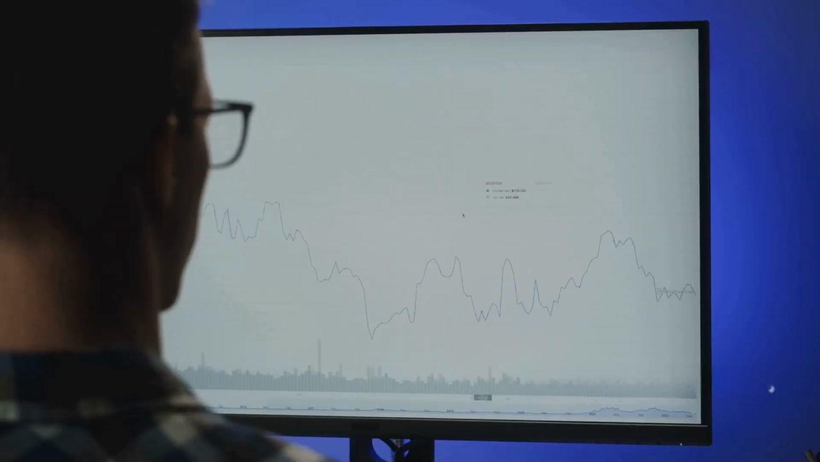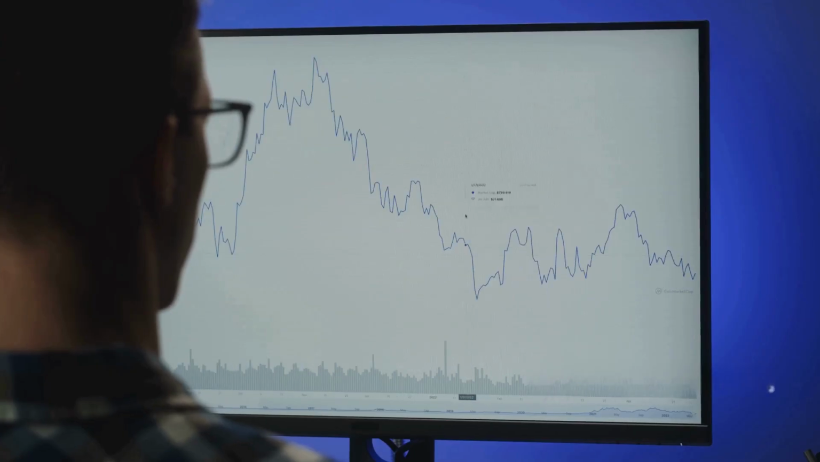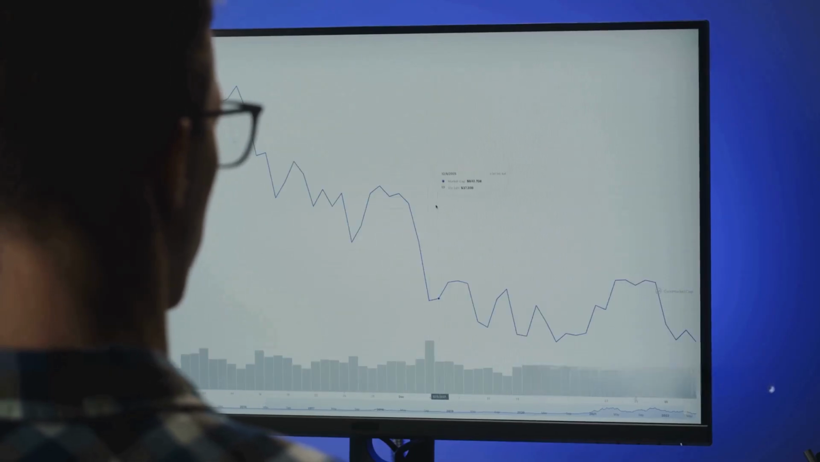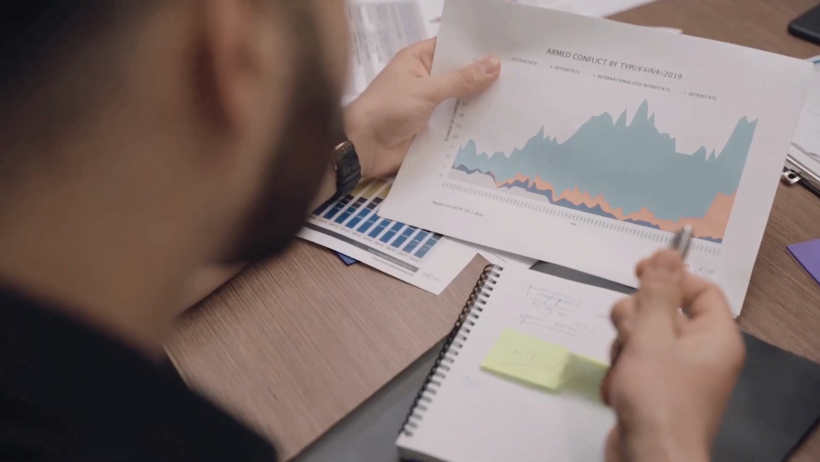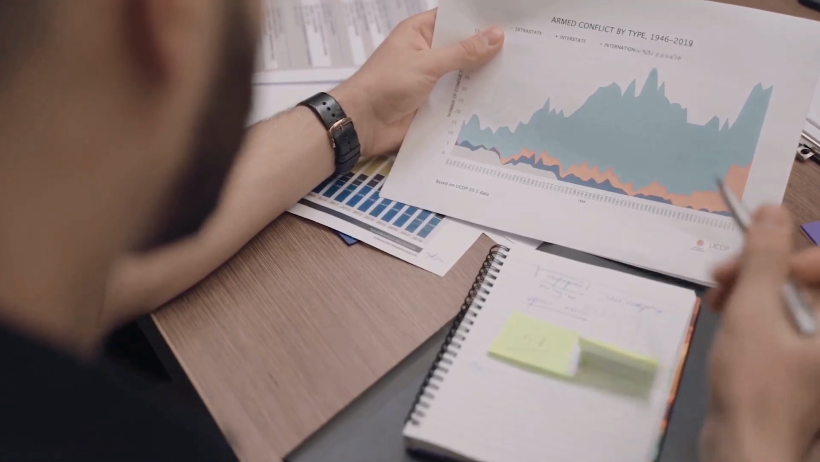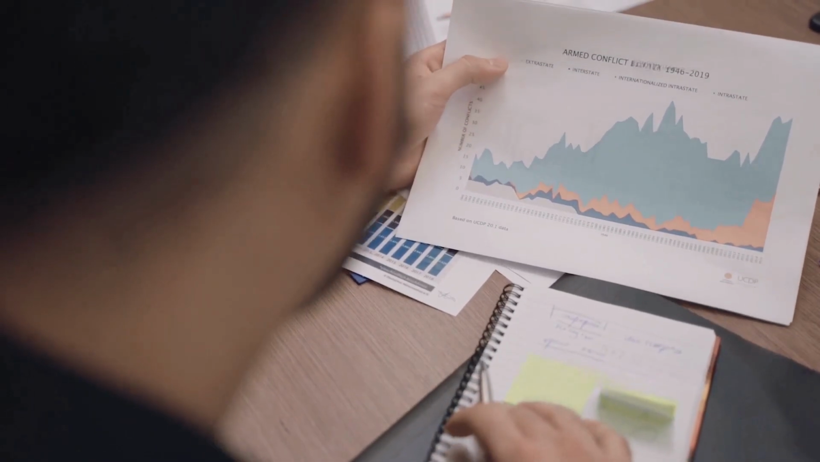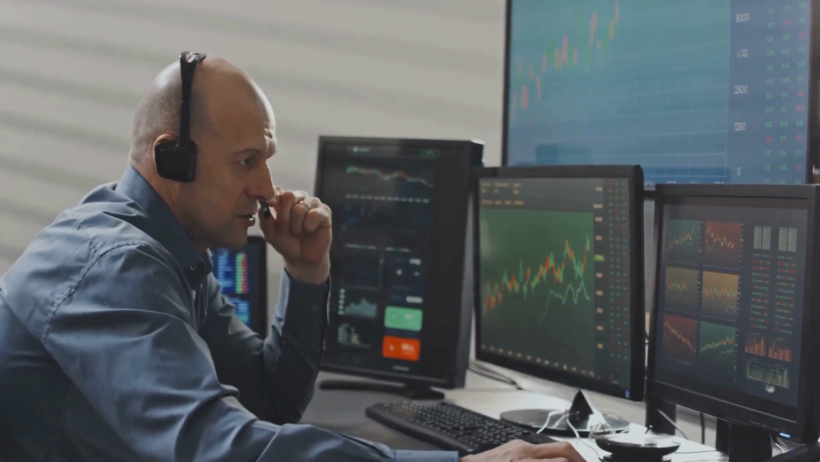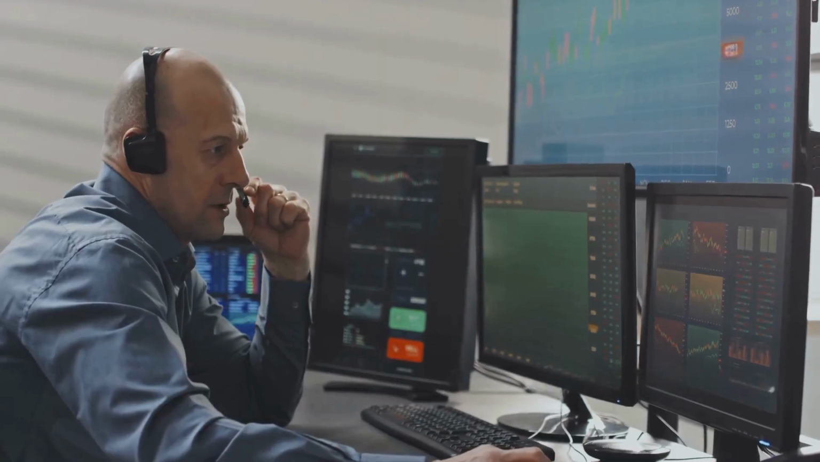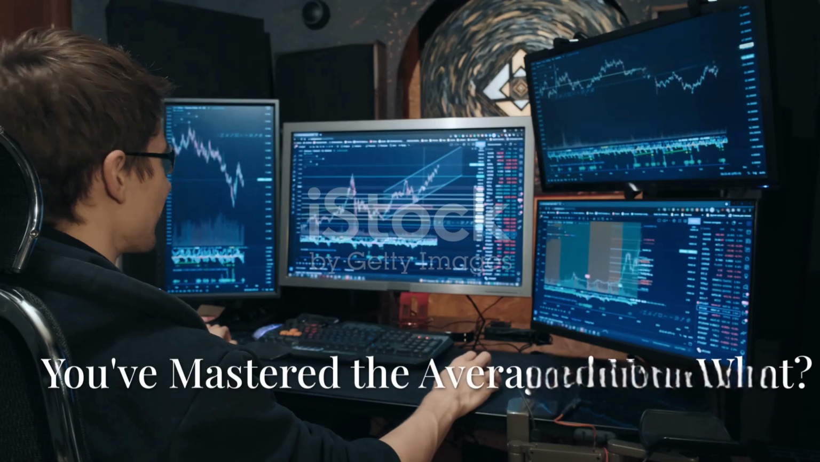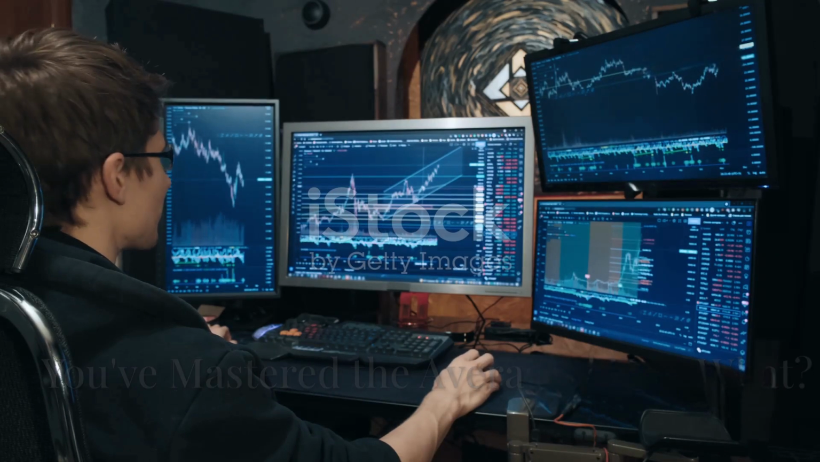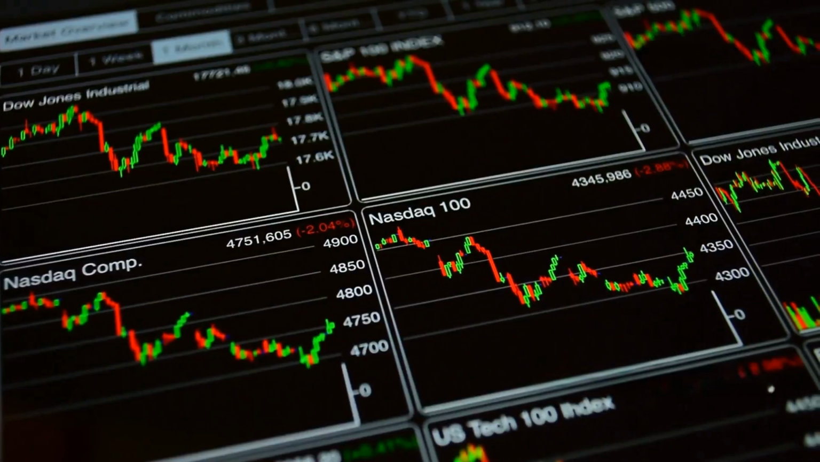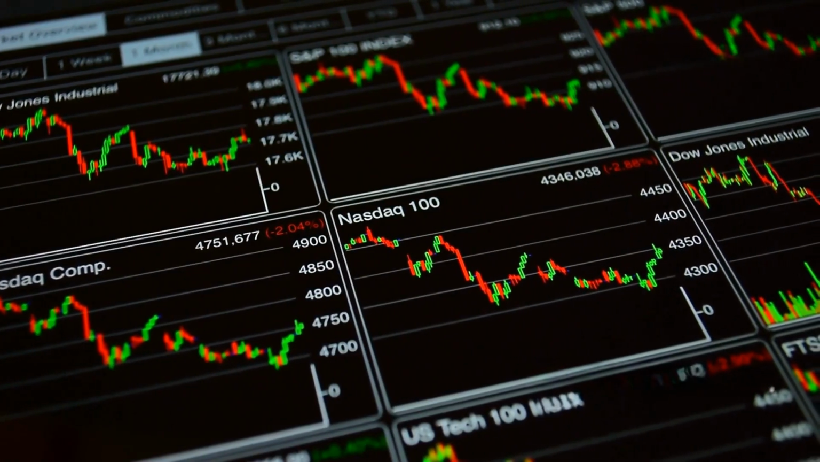The CMA is less about predicting short-term moves and more about understanding long-term trends. It highlights the impact of including all historical data, offering a stable benchmark. While not commonly used for day-to-day analysis, the CMA provides valuable perspective. You've mastered moving averages. From the SMA to the CMA, each offers a unique market view.